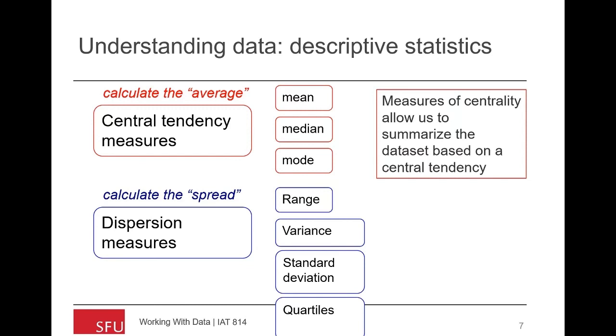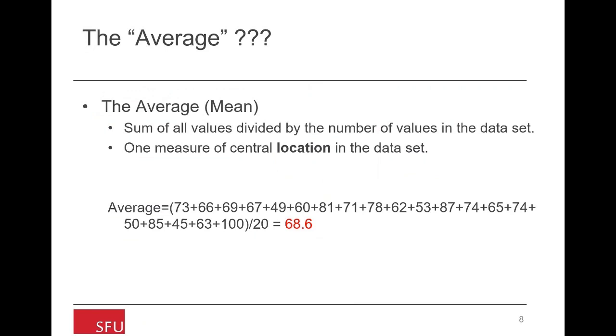And we'll show pictures of what that means in the next lecture segment following this one. The general term average, which I'm putting in quotes, has a practical and statistical meaning, which is called the mean. And what is the mean? It's the sum of all values divided by the number of values in the data set. And it is one measure of the central location in the data set.